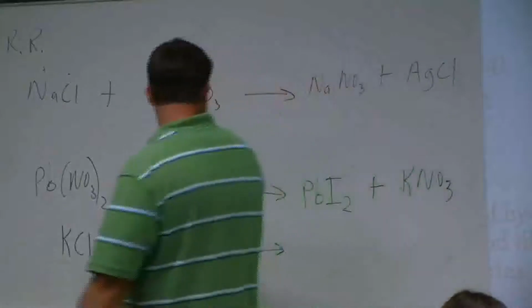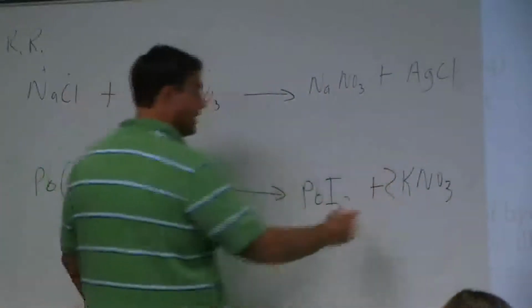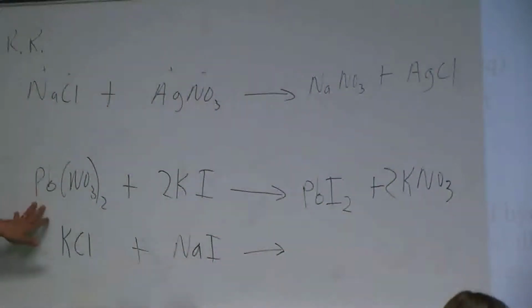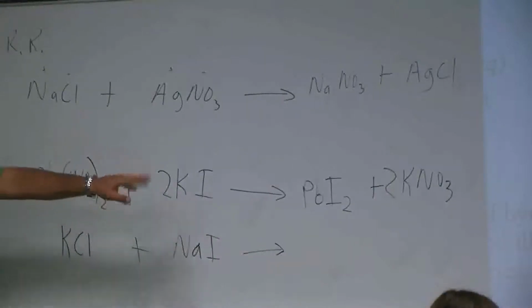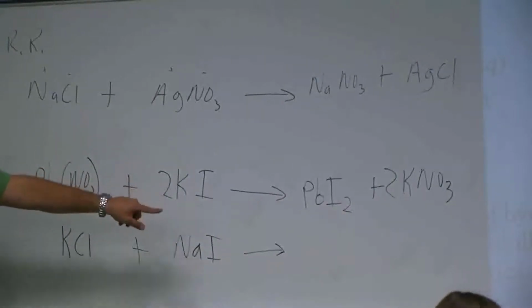Is this one balanced? That one's balanced. We got a lead, we got a lead. We got 2 nitrates, 2 nitrates, 2 potassiums, 2 iodine, 2 iodine.